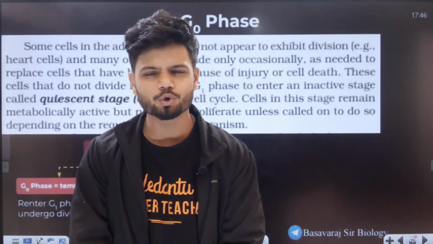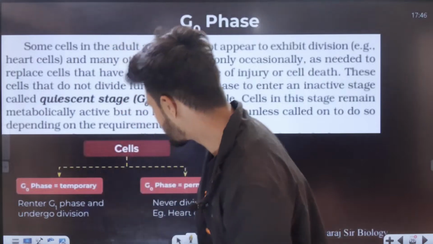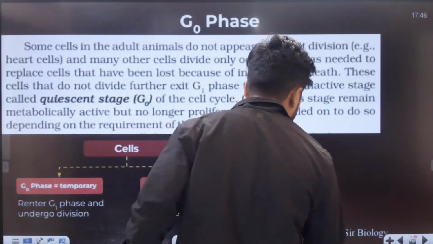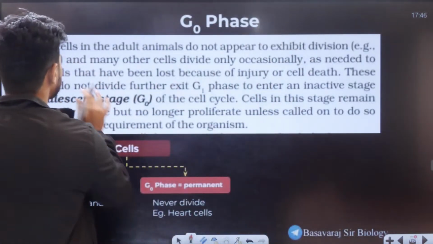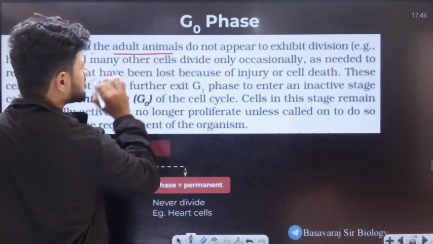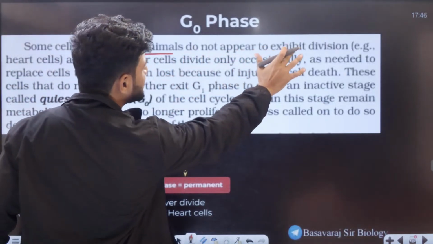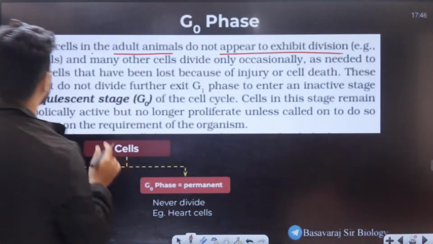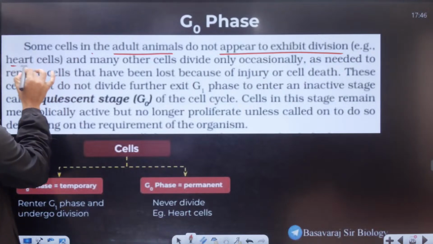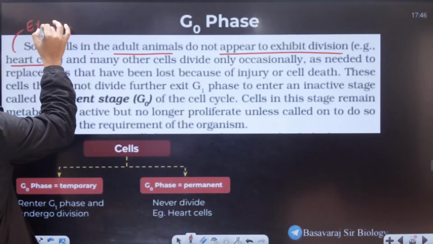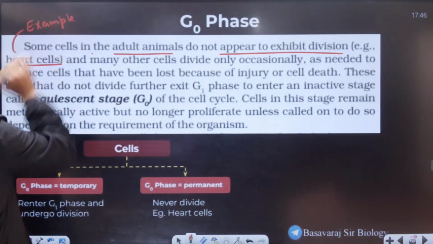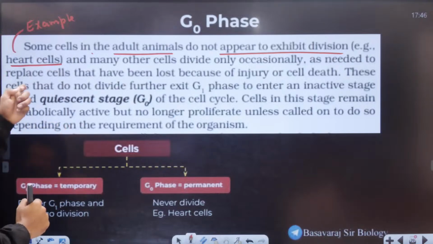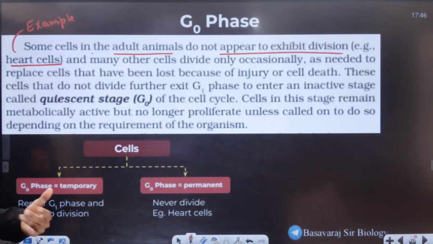G0 phase, also called the quiescent stage. Very fancy, no? Now, what is the quiescent stage? Let me read the lines of NCERT. Very easily mentioned: some cells in the adult animals do not appear to exhibit division. They're fed up. The example is very important: heart cell and nerve cell are simple examples. And many other cells divide only occasionally as needed, to replace cells that have been lost because of injury or death.